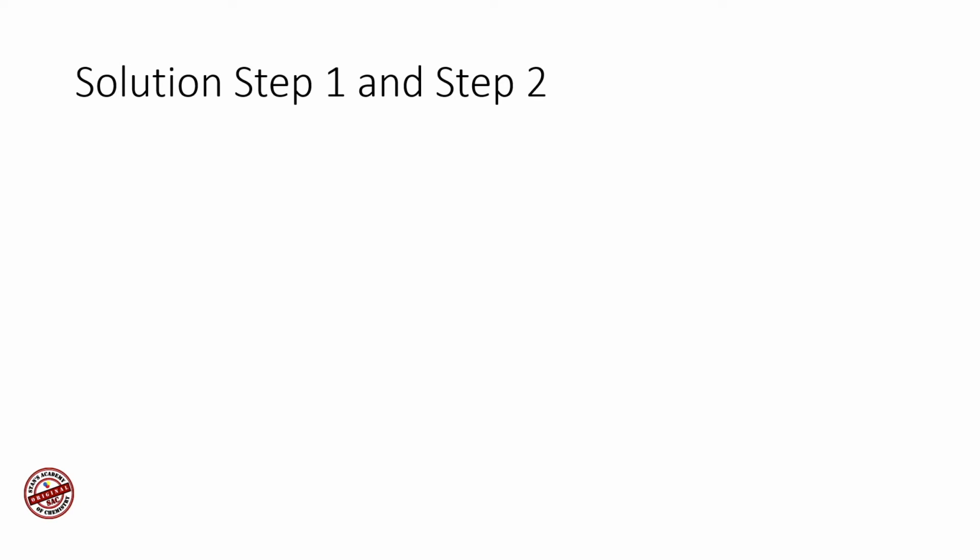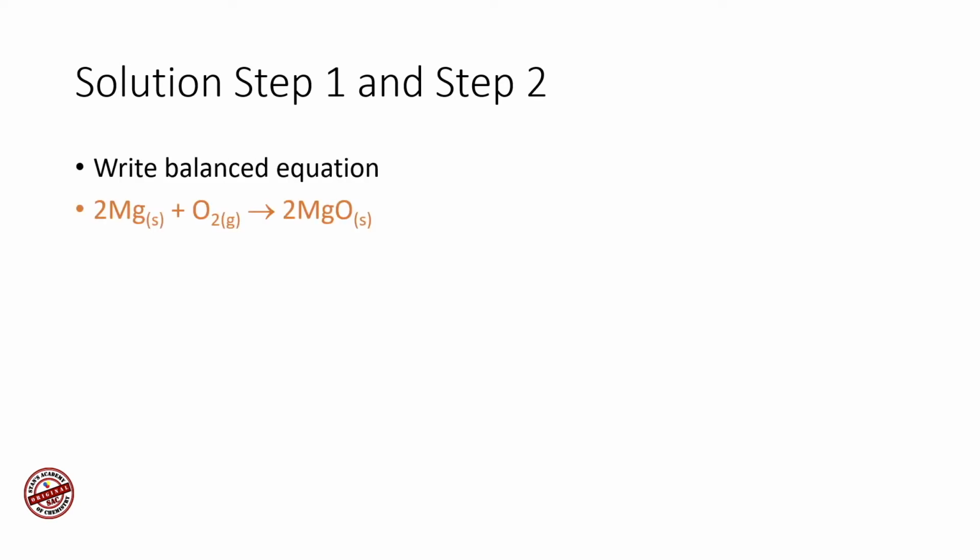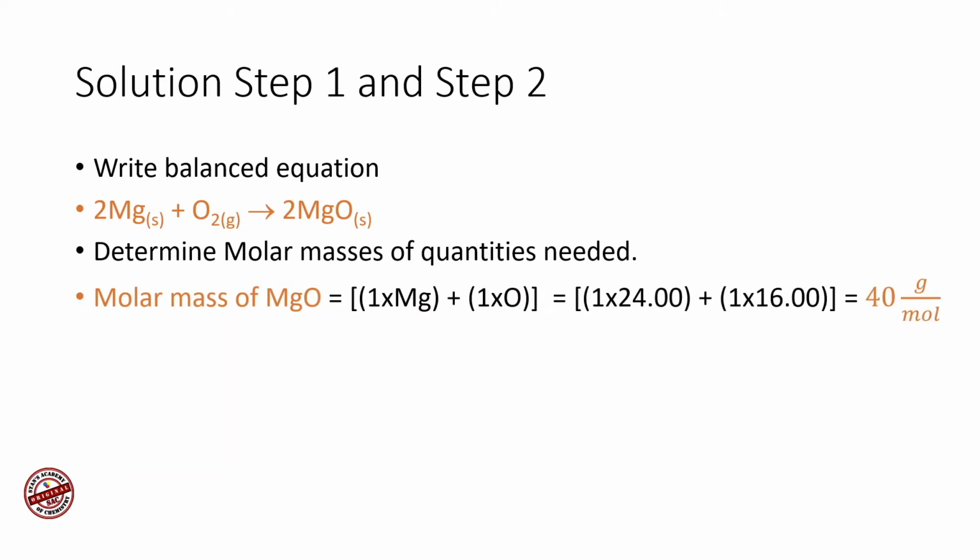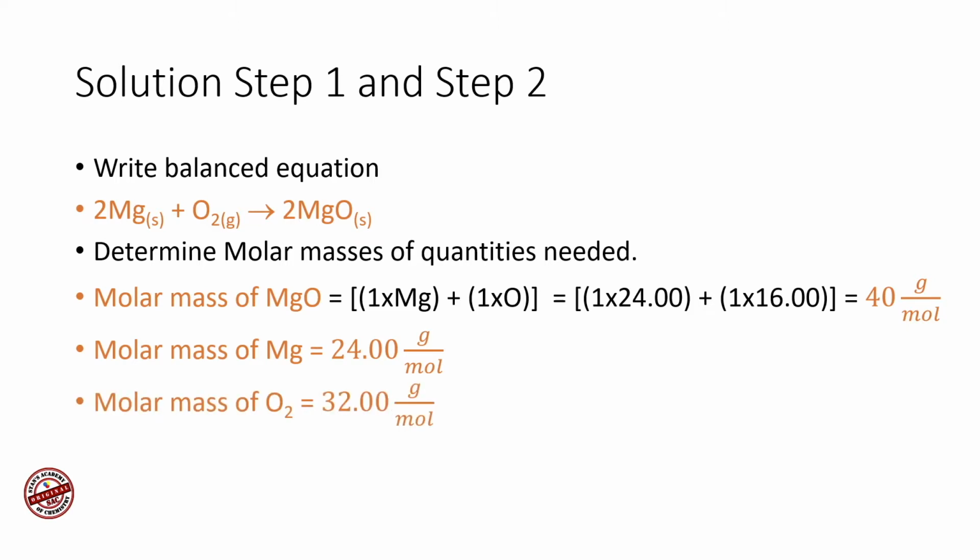These are the steps we can adopt. The first thing that we would need is a balanced equation. The balanced equation is 2 Mg solid plus O2, giving you 2 MgO. Next, we will have to determine the molar masses of the reactants and products. Molar mass of magnesium oxide will be taken as 40 grams per mole based on the calculation represented. Molar mass of magnesium is 24 grams per mole. Molar mass of oxygen is 32 grams per mole. This is for diatomic oxygen.